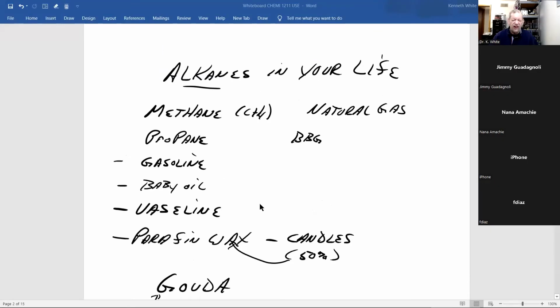All right, now, why am I showing you this? Because on a test, I could ask, give an example of an alkane in your daily life. And what could you do? You could put down methane, propane, gasoline, baby oil, Vaseline, or paraffin wax. So these are all products that contain alkanes that you use.